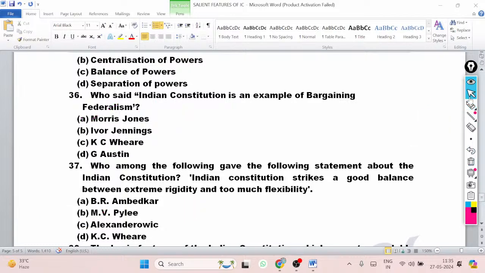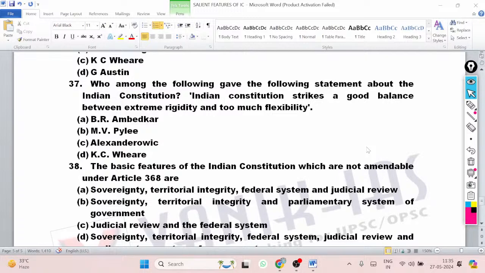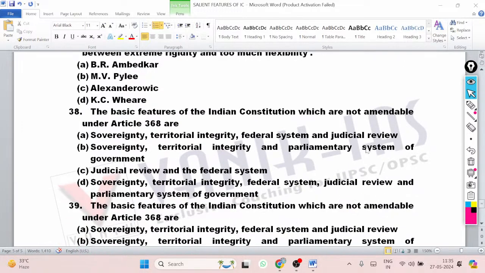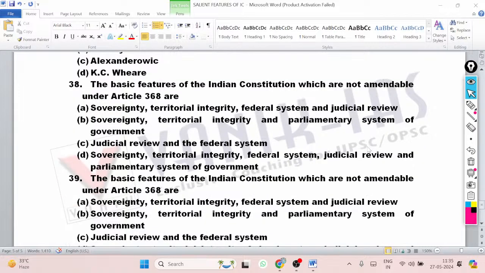38. Basic features of the Indian Constitution which are not amendable under Article 368 are. See, all the provisions are basic features which cannot be destroyed. So all the provisions, I think, are basic features.